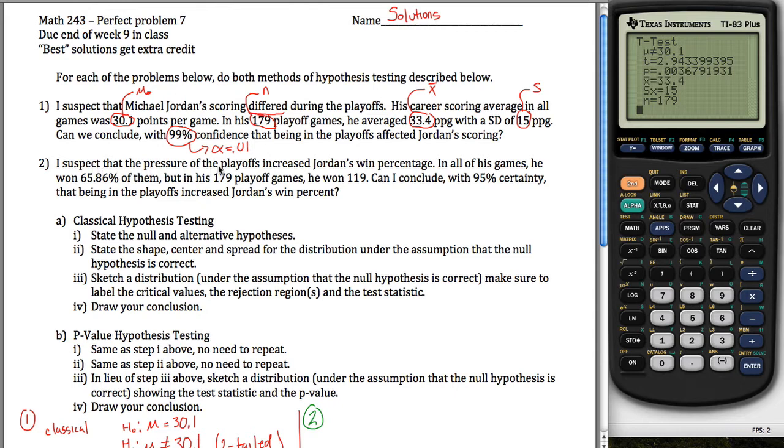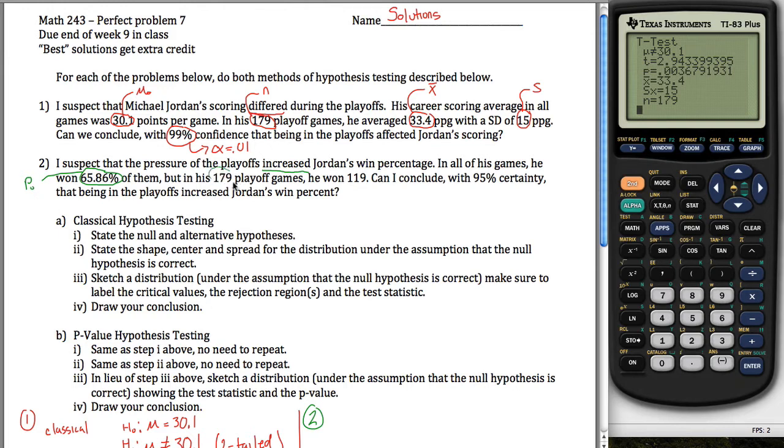So it says, suppose that the pressure of the playoffs increased. That'll be a key word right there. Jordan's win percentage in all of his games, kind of a hint there that we're talking about the proportion, he won this percent of them. So that percent right there is our population proportion. We used to use the letter P to represent that, but we want to use the letter P for something else in hypothesis testing, so we're going to use P naught.